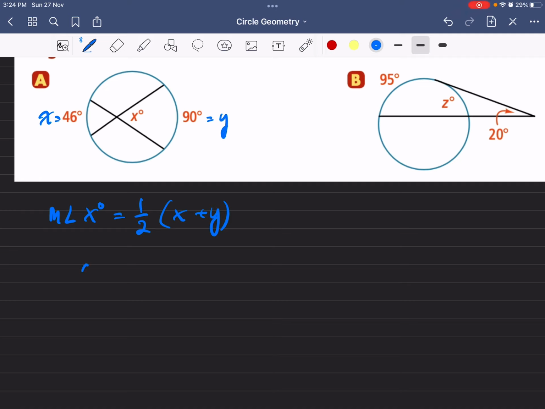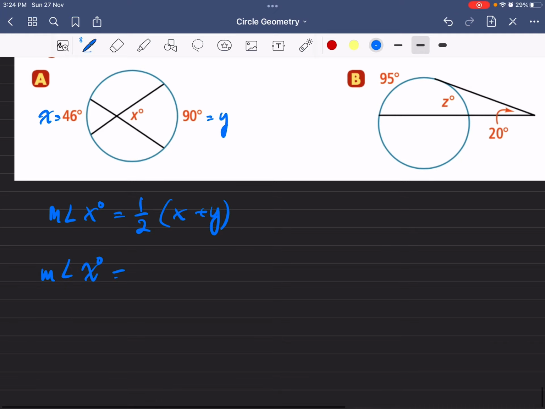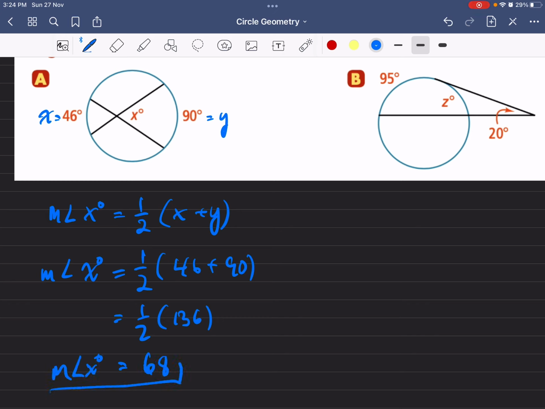So let's compute that one. The measurement of angle x is going to be 1/2 of 46 plus 90. 46 plus 90 is going to give you 136. So 1/2 of 136 is going to give you 68. As easy as that, as simple as that.